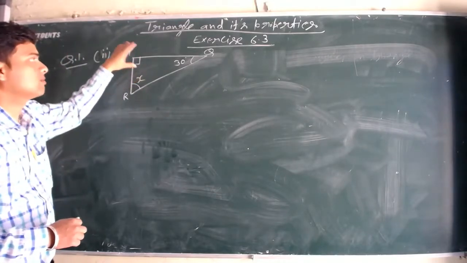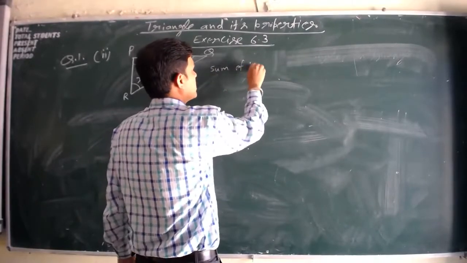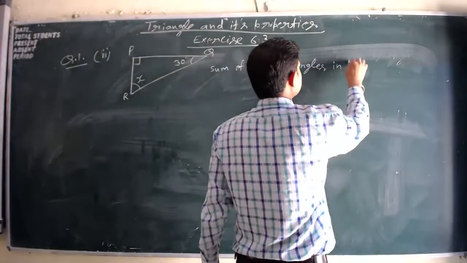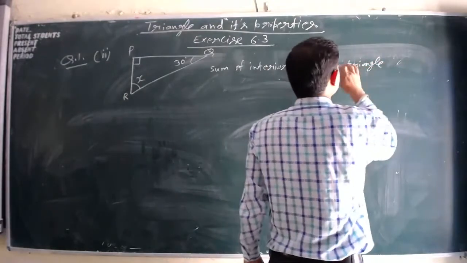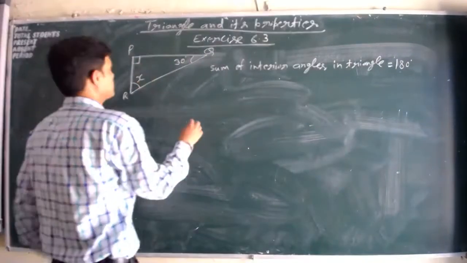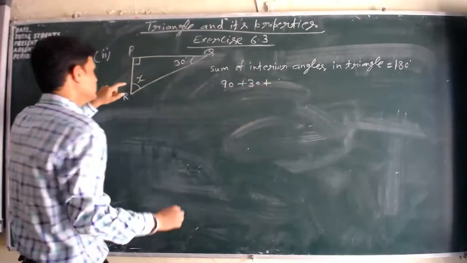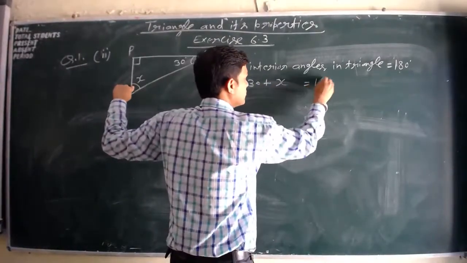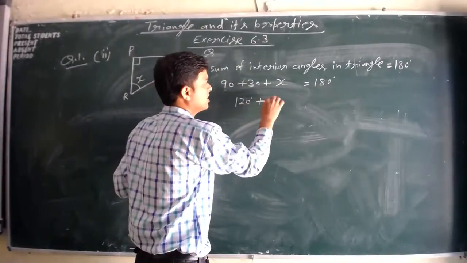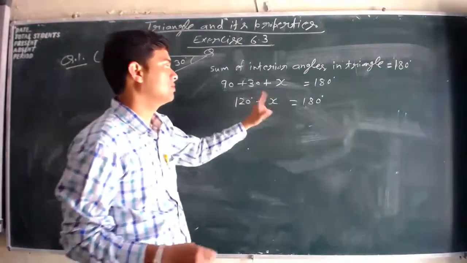Where the P symbol is, we call it 90 degrees. So the same sum of interior angles in a triangle is equal to 180 degrees. Clear? Next, angle P is equal to 90, angle Q is equal to 30, and angle R is equal to x, and the sum is 180. 90 plus 30 is equal to 120 degrees. 120 degrees plus x is equal to 180. Now, same, we have to calculate x.